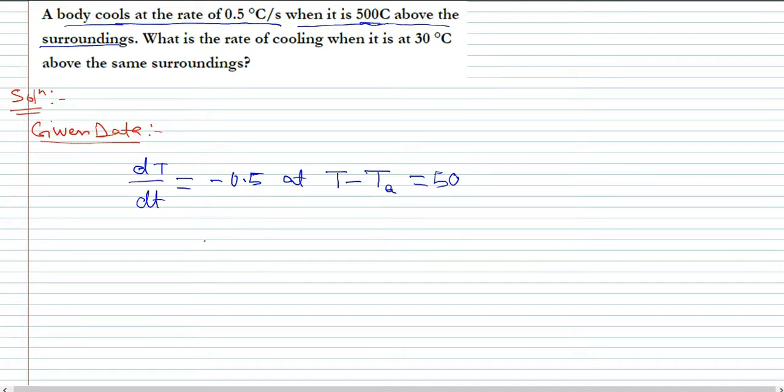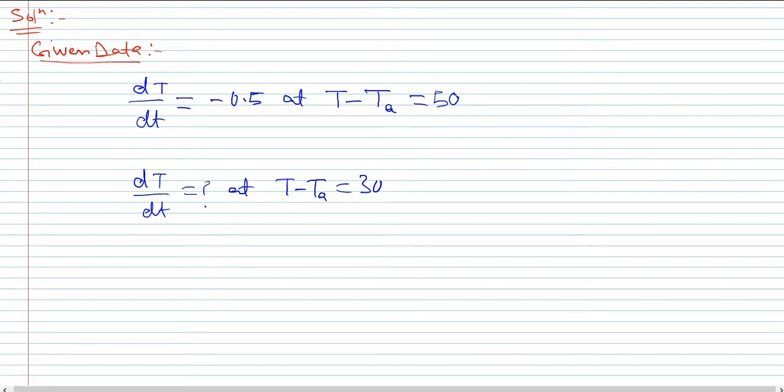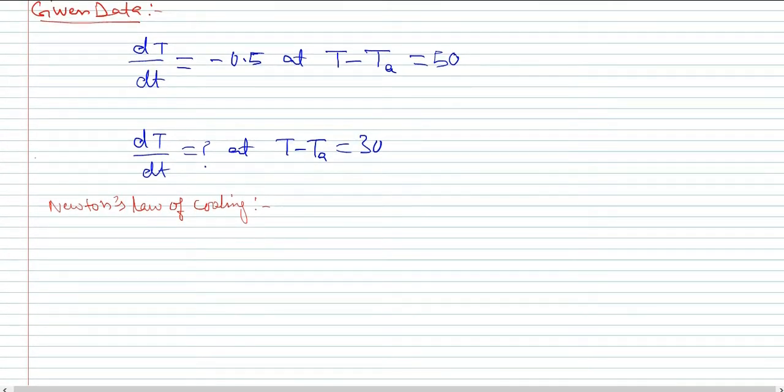All right, now we have to find what is the rate of cooling when it is at 30 degrees centigrade above the same surroundings. We have to find dT by dt at T minus TA equal to 30 degrees centigrade, right? Again, we know from Newton's law of cooling, dT by dt is equal to minus k times T minus TA, right? Again, we are talking about the same body, so the k is going to be the same, right?